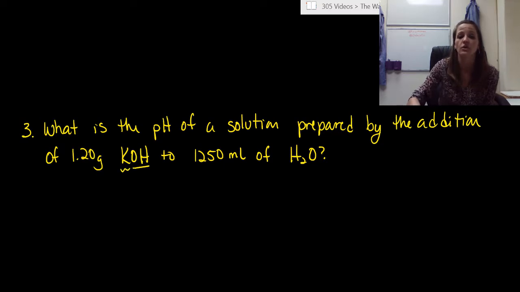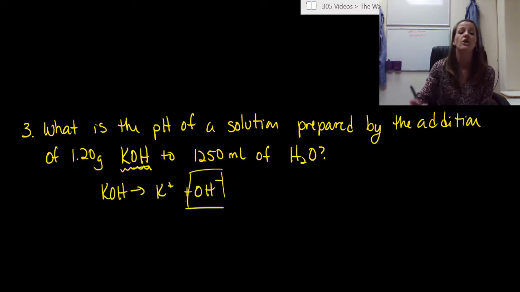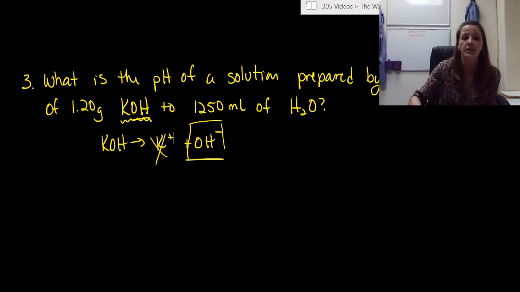If you see your strong base, right away you know that KOH always breaks apart into K plus and OH minus every single time. It's a strong base. So what that means is you can ignore your potassium ion. All you have to do is focus on your OH. So now what we need to do is just determine our OH minus concentration from the information provided to us in the problem.